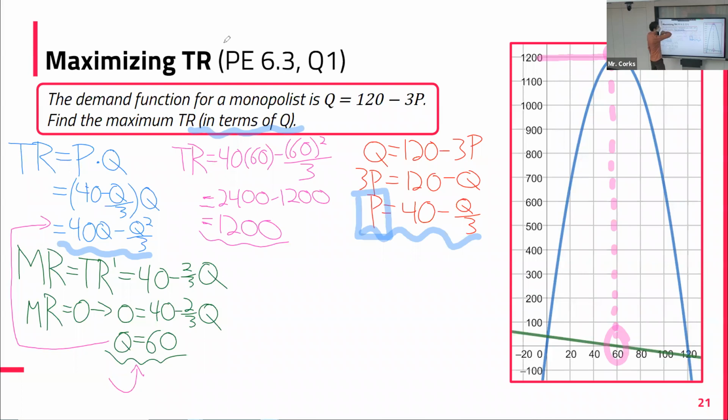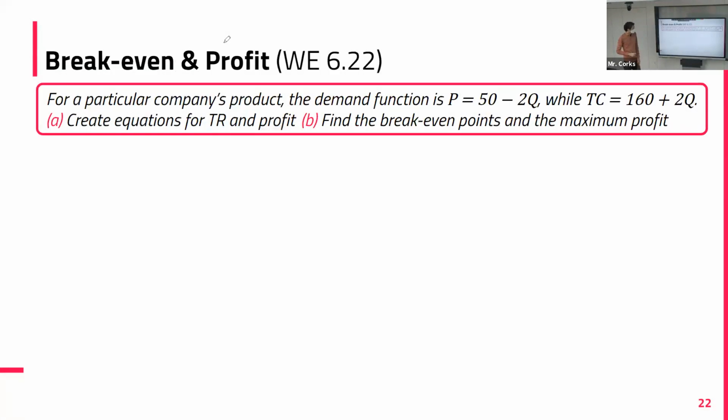Okay. Any questions about this example? No? All right. So we have another one, and it's going to get a little more complicated. We have this demand function and this total cost function, and we want equations for total revenue and for profits. So see if you can remember how to make those. Take a moment right now.